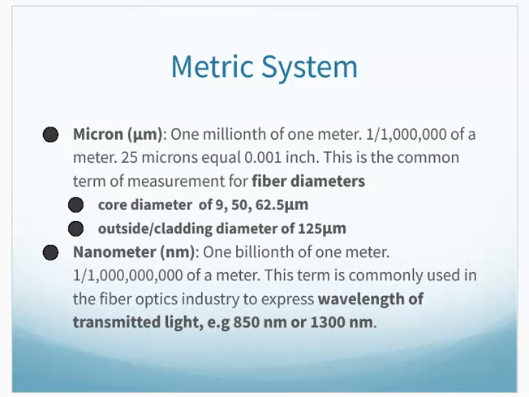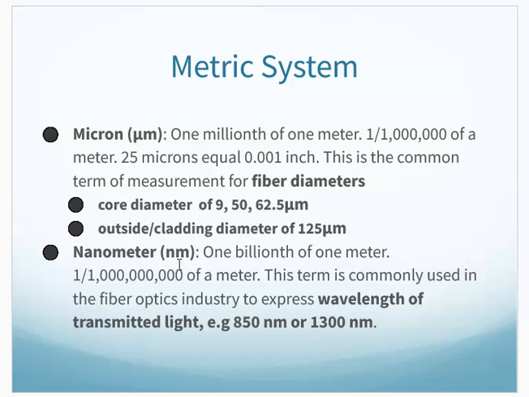The core diameters of fiber are the first number we see when we look at a fiber optic size. The cores will be 9, 50, or 62.5 microns. The cladding, on the other hand, is always going to be 125 microns. 125 microns is, again, about the thickness of a piece of paper, a little bit thicker piece of paper.